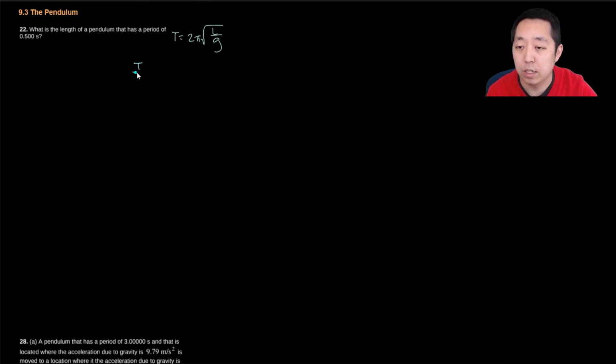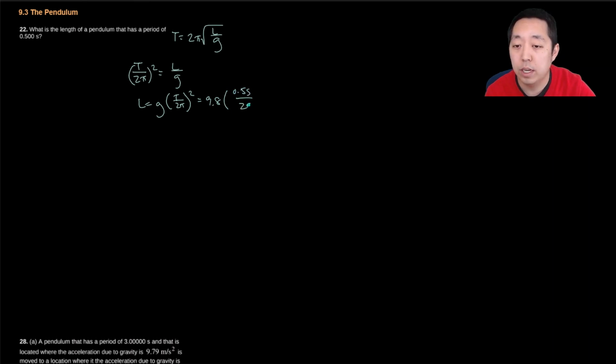So I'm going to do T over 2 pi, squared, would equal L over G, because the square gets rid of the square root. And so L is equal to G times (T over 2 pi) squared. This is 9.8 times (T, which is 0.5 seconds, divided by 2 pi) squared. It's equal to 0.062 meters.